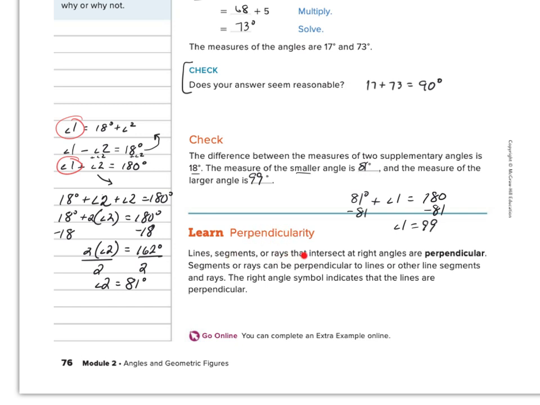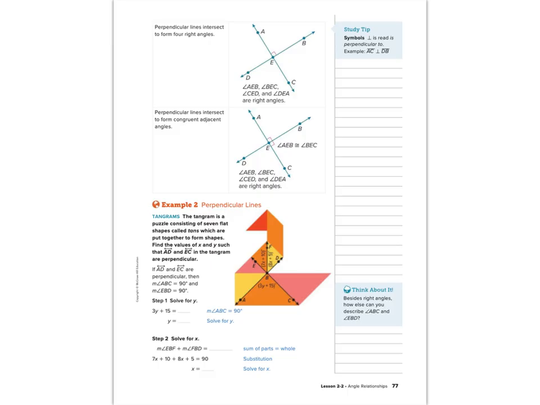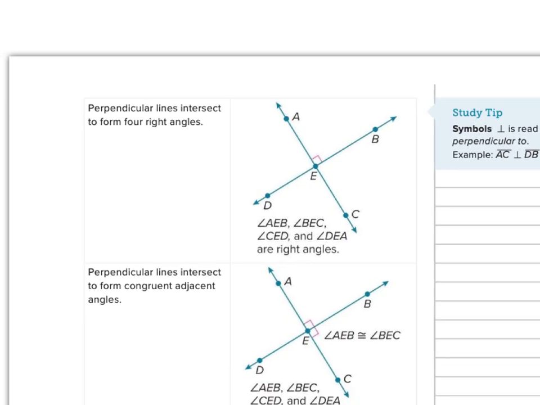Line segments or rays that intersect at right angles are perpendicular. So when we see perpendicular, we know we have 90 degree intersections. So those are right angles, and the right angle symbol indicates that the lines are perpendicular. What is the right angle symbol? This is my right angle symbol, right there. That means that those two lines intersect at 90 degrees.